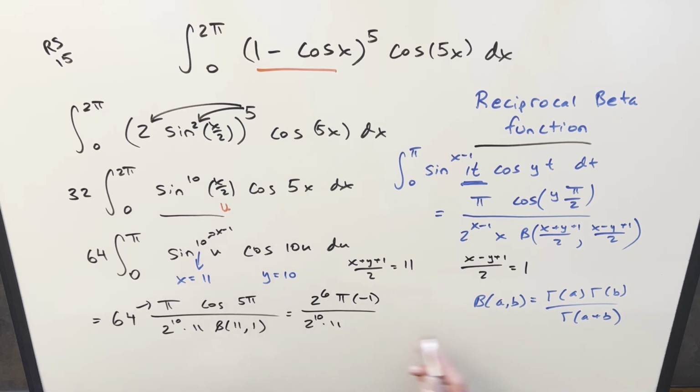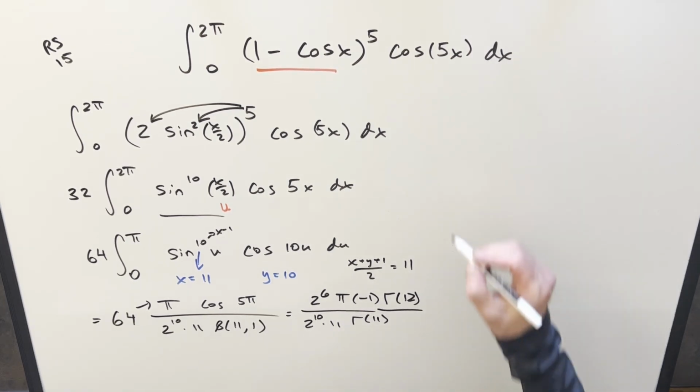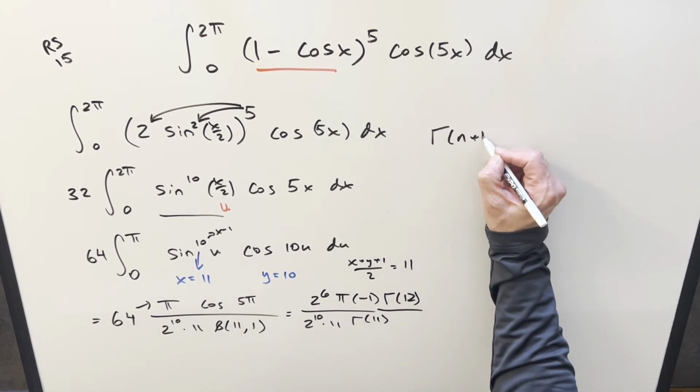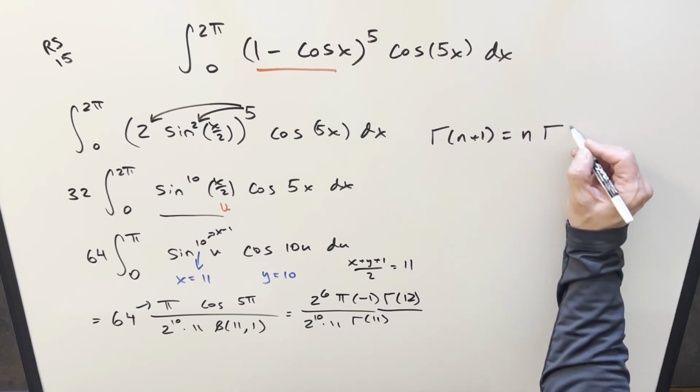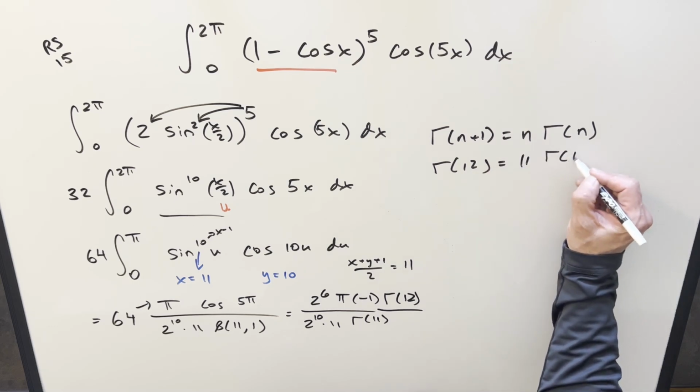Now for the beta function, using this, we're going to have gamma of 11 times gamma of 1 over, added up, gamma of 12. But gamma of 1 is the same thing as 0 factorial. That's just 1, so that goes away. I can actually flip this and put it into the numerator, so let's bring gamma of 12 up here. Now we can still get some more cancellation. For gamma of 12, let me rewrite that. To reduce the gamma function, gamma of n plus 1 is the same thing as n times gamma of n.